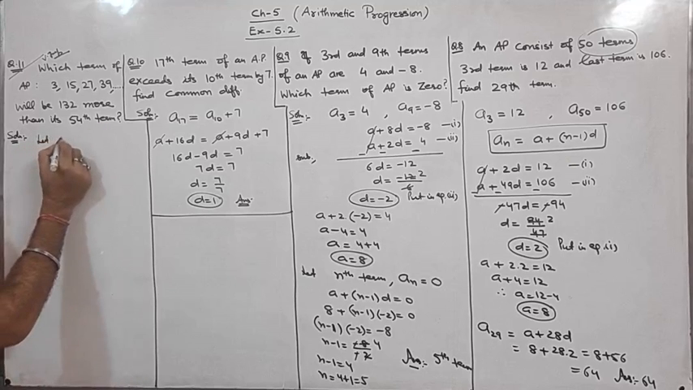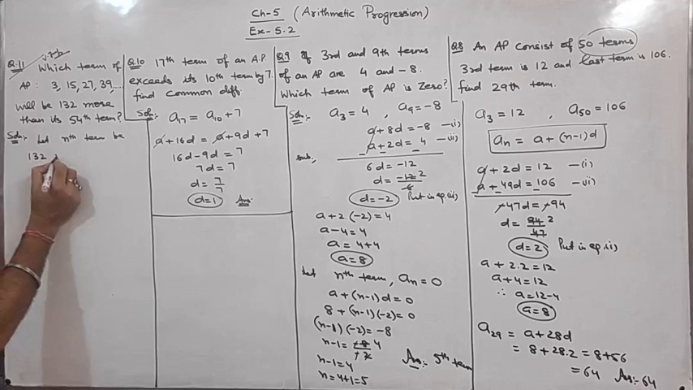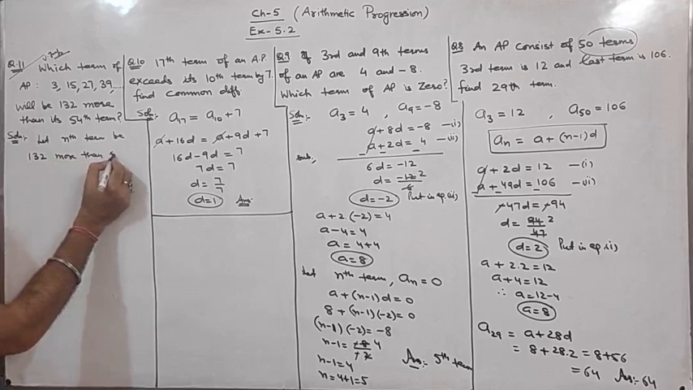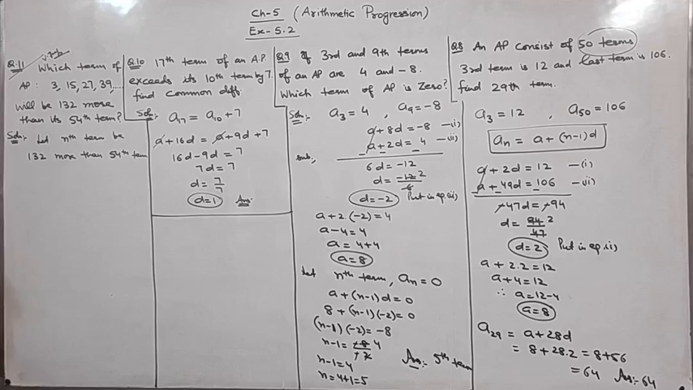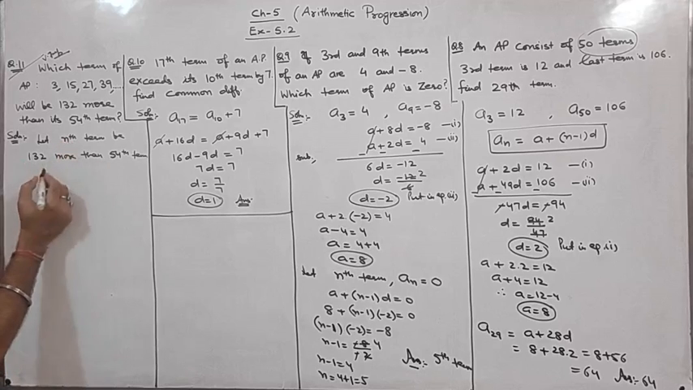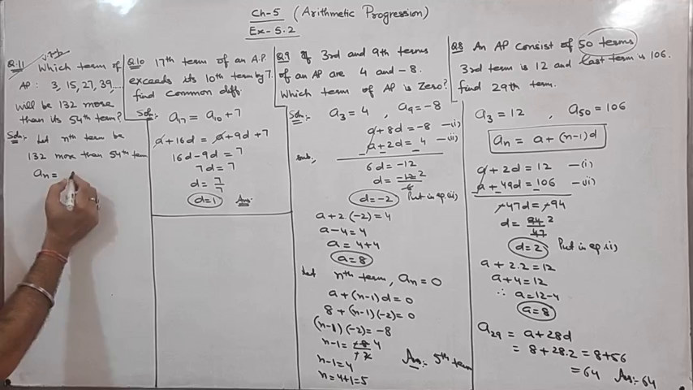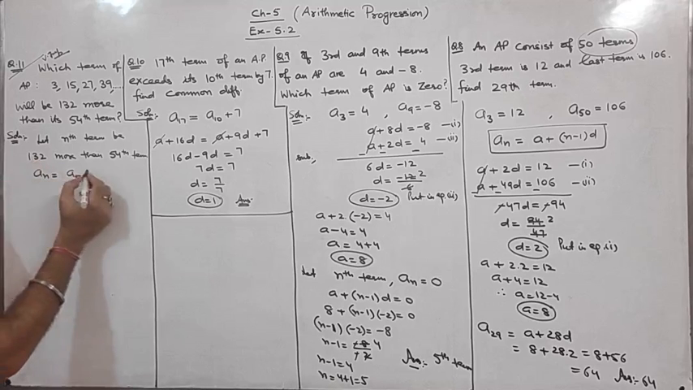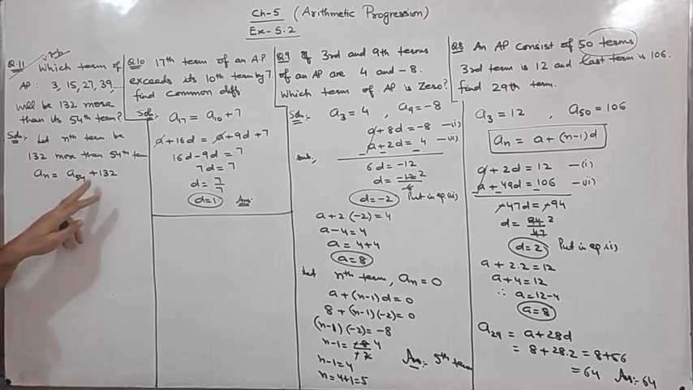First of all, we let the nth term be 132 more than the 54th term. So write this sentence in mathematical equation form. The nth term, an, is 132 more than the 54th term, so a54 plus 132. Just like in question number 10, we make an equation: the nth term an is 132 more than the 54th term. We can write it like this.